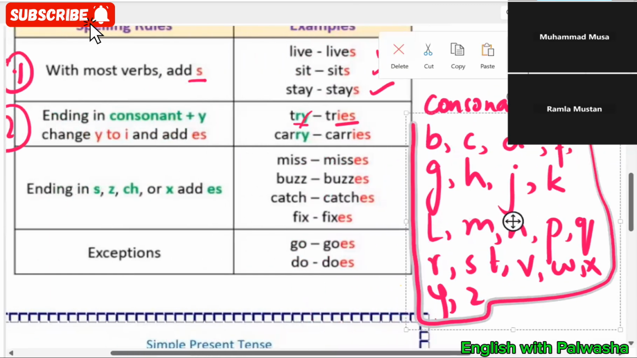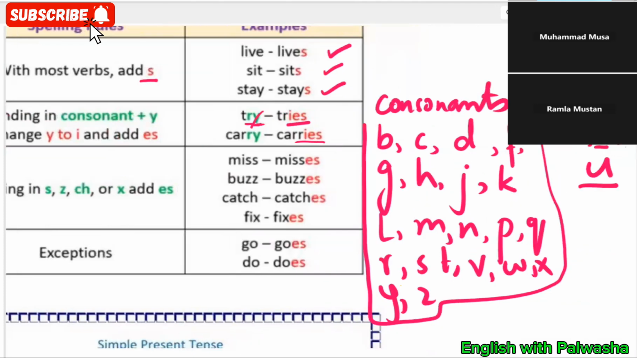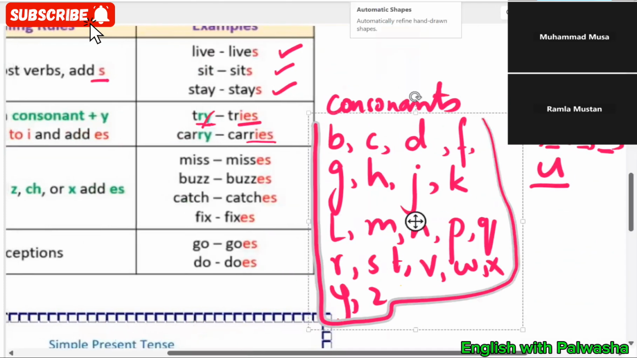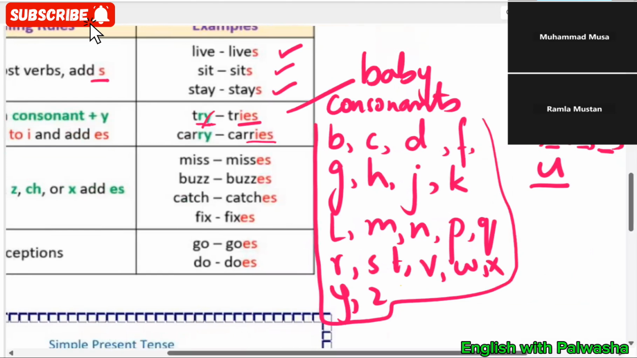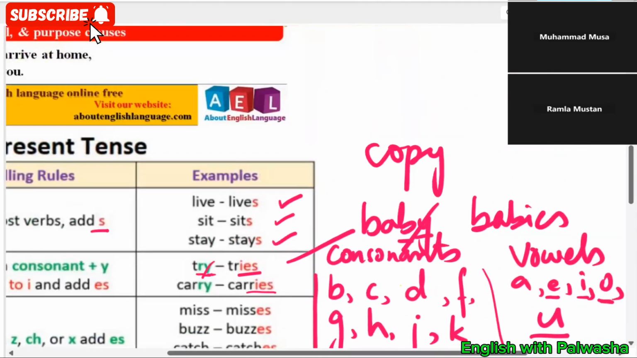And when any word ends with a consonant plus Y, we need to cross out the Y and use IES. Tries, carries. So we will be using IES. For example, if I have written baby, B is a consonant, so we cut the Y and write babies. IES. If I have written copy, P is a consonant, plus Y, so it will add IES.